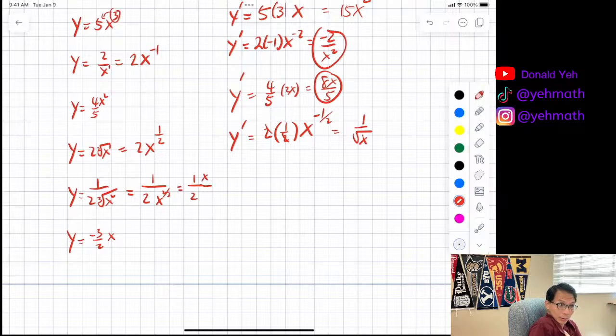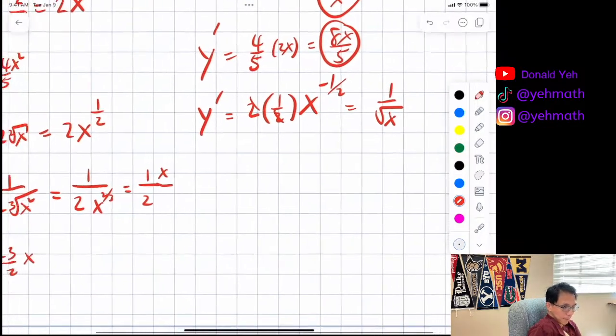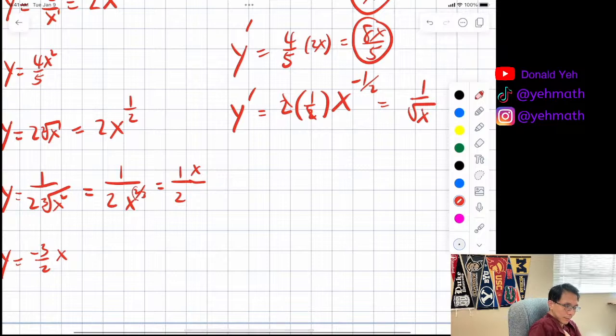Negative what? Negative what? No, you don't change it. This one's 2 thirds, change it to the top. It's going to be 2 thirds negative. If you change sides, it becomes negative. That's it.